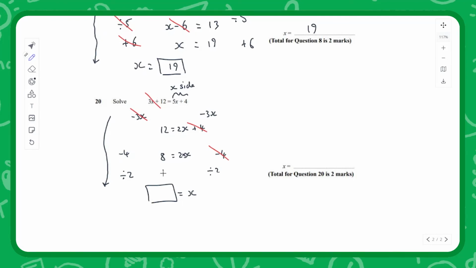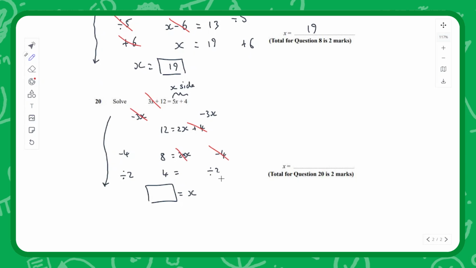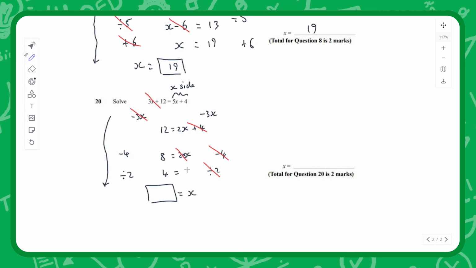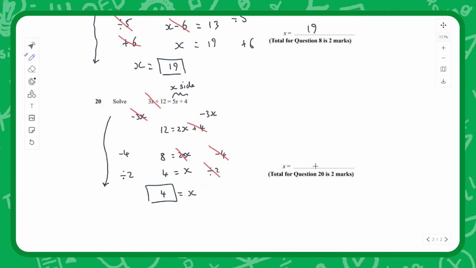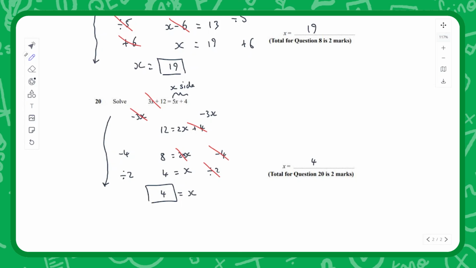And that's going to give me 4 on the left-hand side. Again, the reason we do that is to cancel out that timesing by 2 on the right-hand side. And so we're left with 4 equals x. And that is my answer. And that is the end of linear equations.